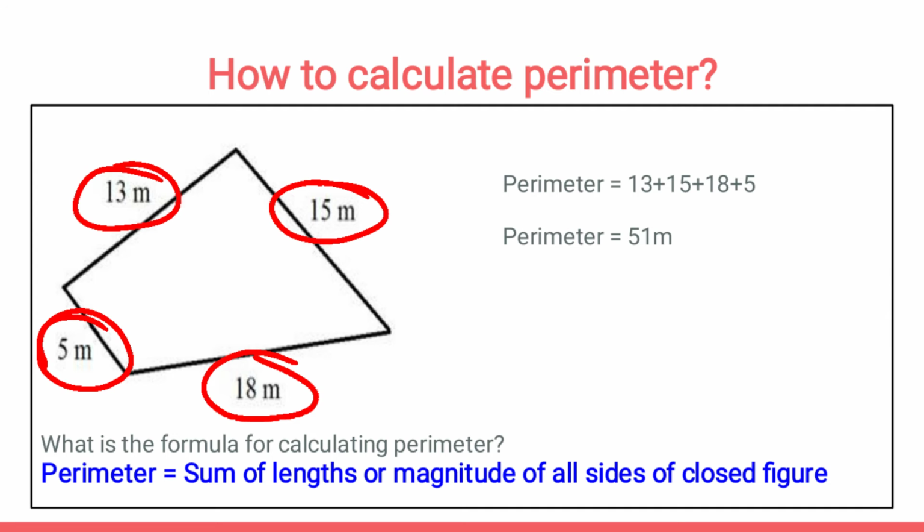So see what happens when we add this. Here are these four dimensions. And we got 51 meters. And this 51 meters is the perimeter of this given shape.